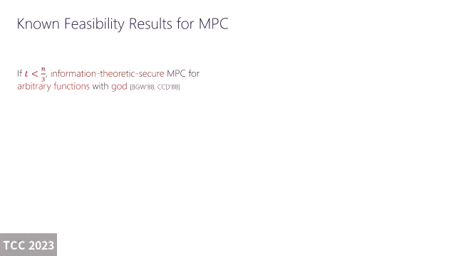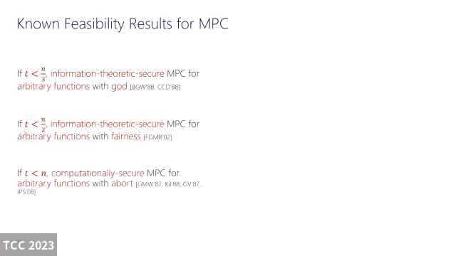So here are some known feasibility results about MPC. From the seminal results of BGW and CCD, we know we have information-theoretic secure generic MPC for T less than n/3 with guaranteed output delivery. From the work of Fitzi et al., we have information-theoretic secure generic MPC for T less than n/2 with fairness. And from the works of GMW and follow-up works, we have computationally secure generic MPC for T less than n with security with abort.